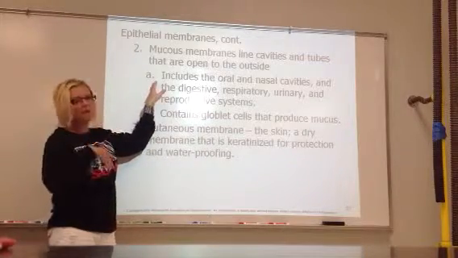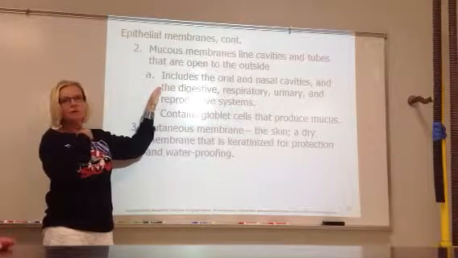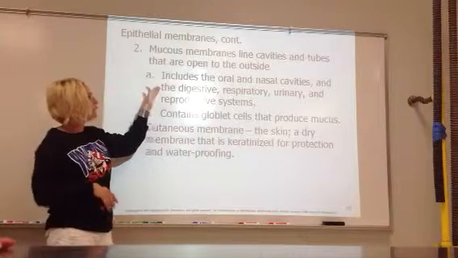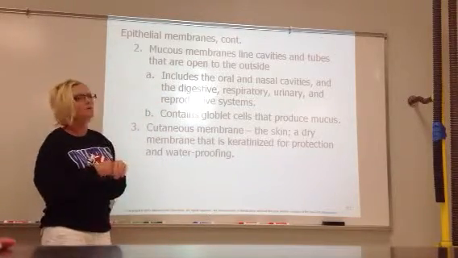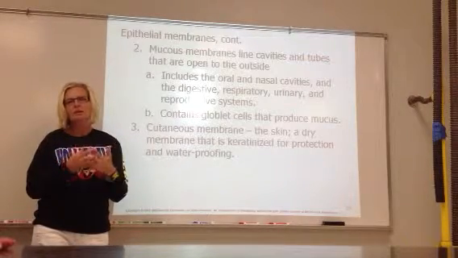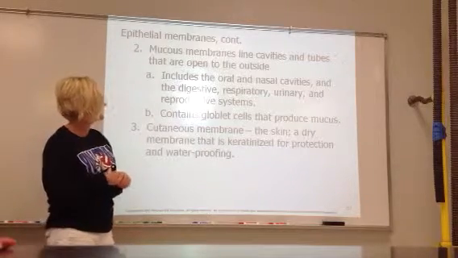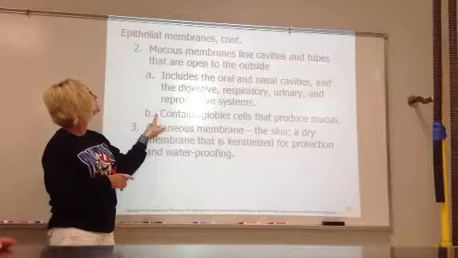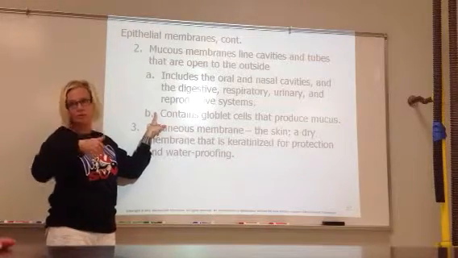So your mouth, nose, digestive tract, esophagus, trachea, anything that's going to lead to an outside opening is going to have mucous membranes. It's a little bit thicker, has more protection from bacteria and things like that. And usually your mucous membranes are going to have those goblet cells that produce mucus.